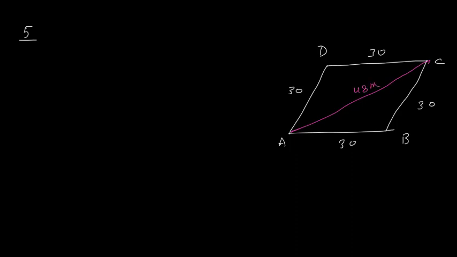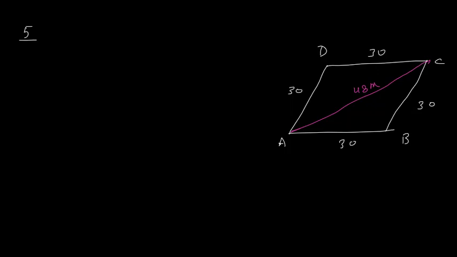Now there are 18 cows who graze on this field. I have to find the area grazed by each cow. So what I will do is find the area of this rhombus and then divide that area by 18. That will give me the area grazed by each cow.